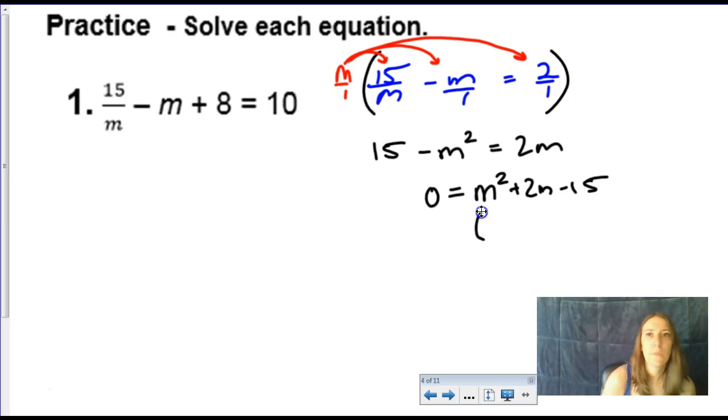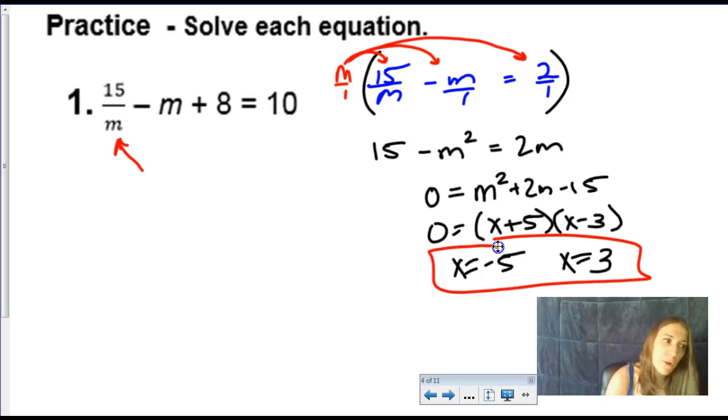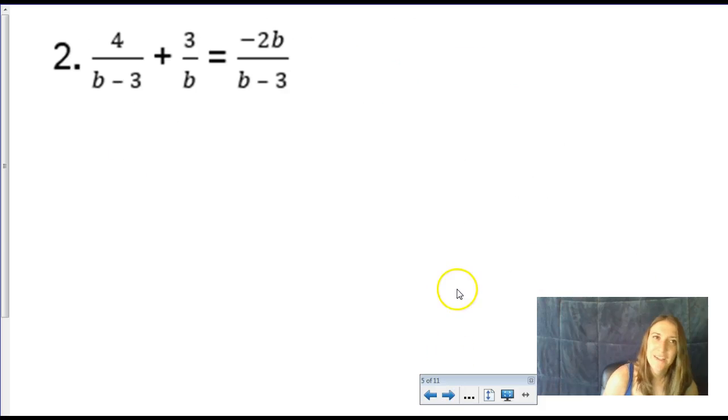There we go. Oh, it even factors. Look at that. x plus 5 times x minus 3, which give me two solutions. x equals -5 and x equals 3. And if I go back to my original denominator, the only thing in the world that would be a problem here would be if x equals 0, which is neither of my answers. So I'm going to go ahead and accept both answers. They're both good. All right, number 2.